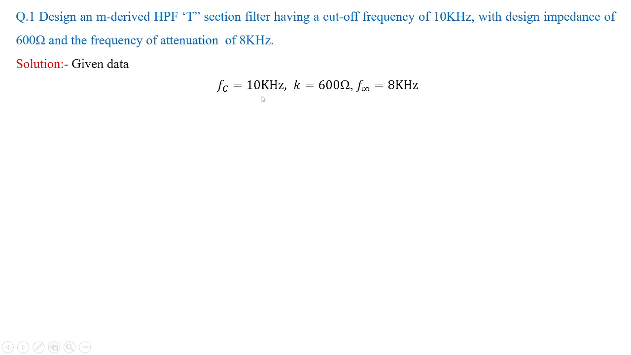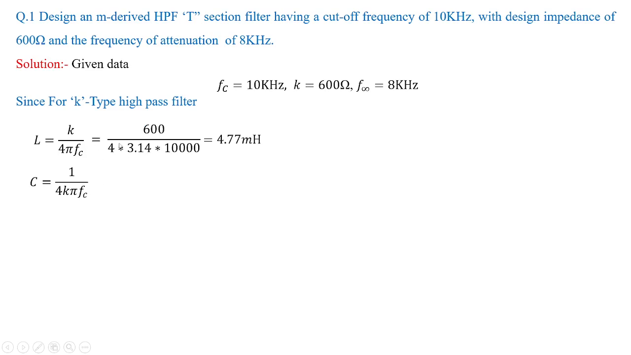So you take the given data. Fc is the cutoff frequency, which is given in the problem as 10 kilohertz. K, the characteristic impedance or the design impedance, is given as 600 ohms, and the attenuation frequency is 8 kilohertz. So for the constant K type high pass filter, we know that L is equal to K by 4 pi Fc, and C is given by 1 by 4 K pi Fc.